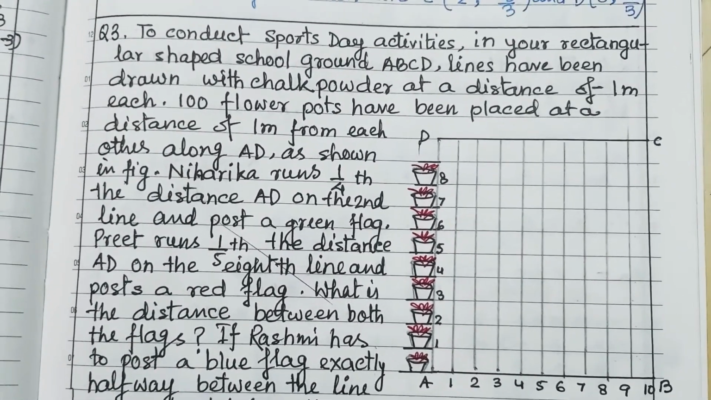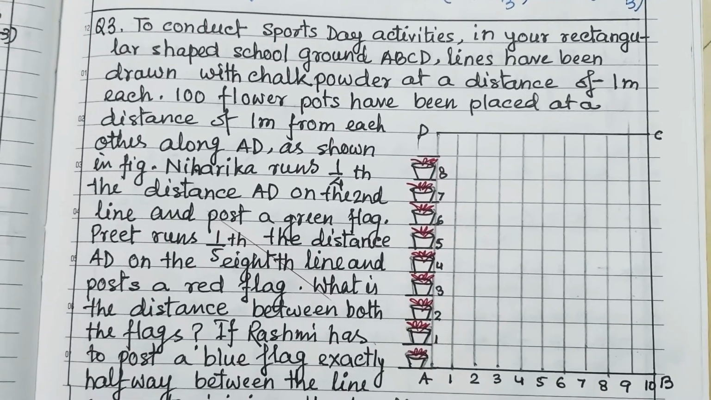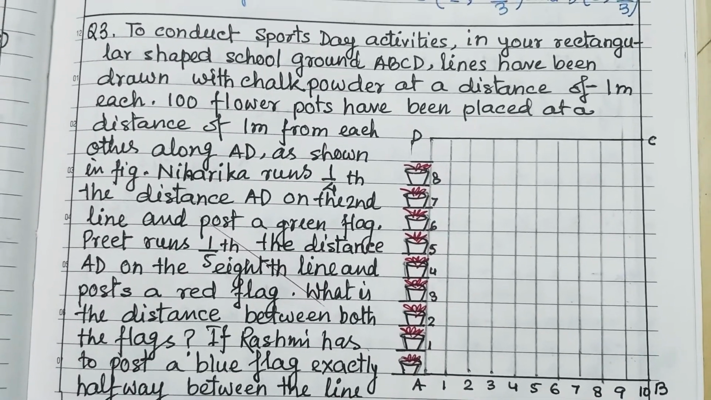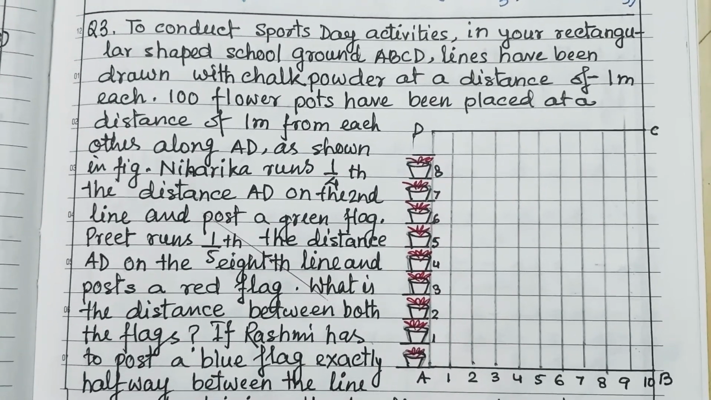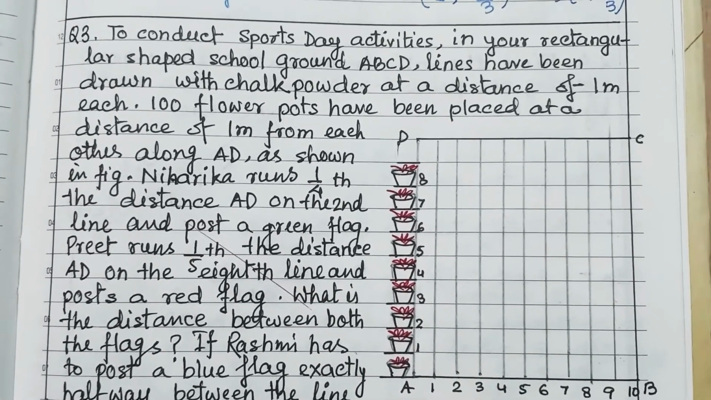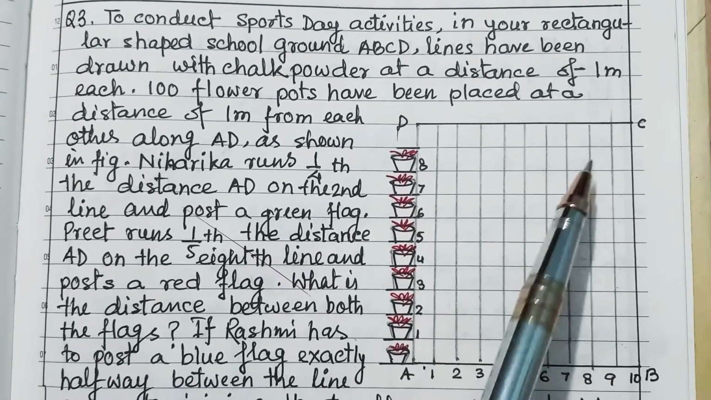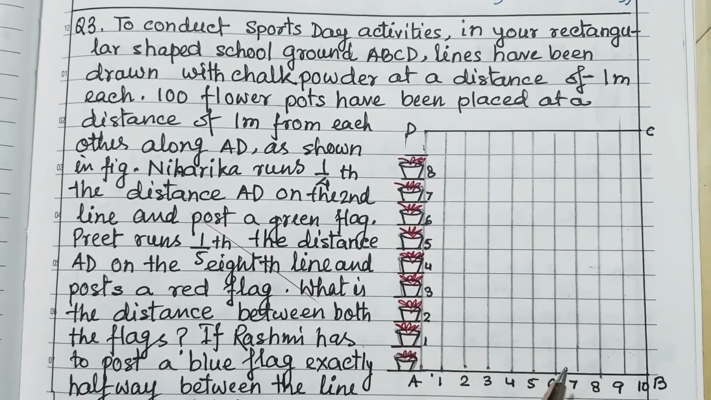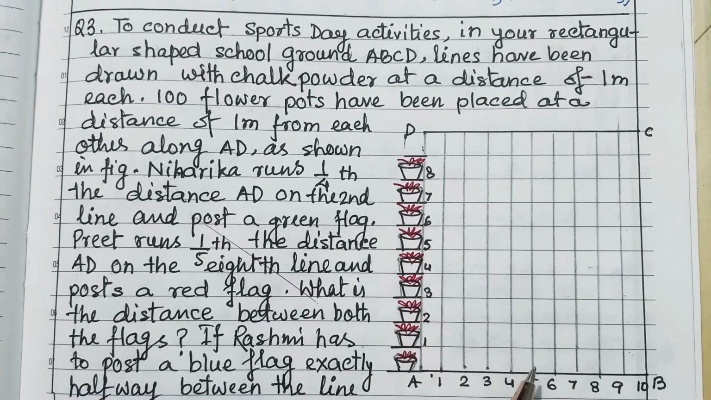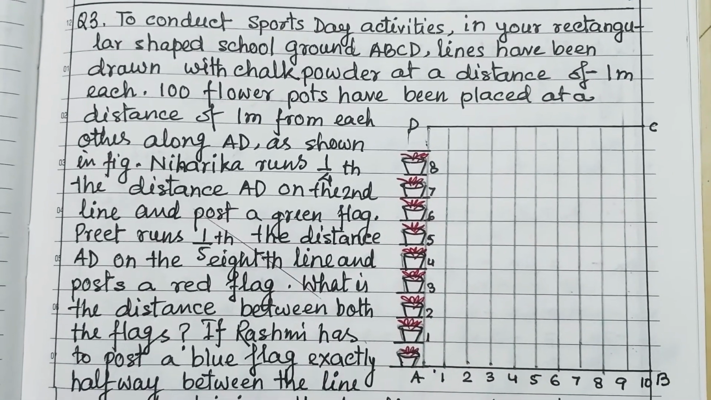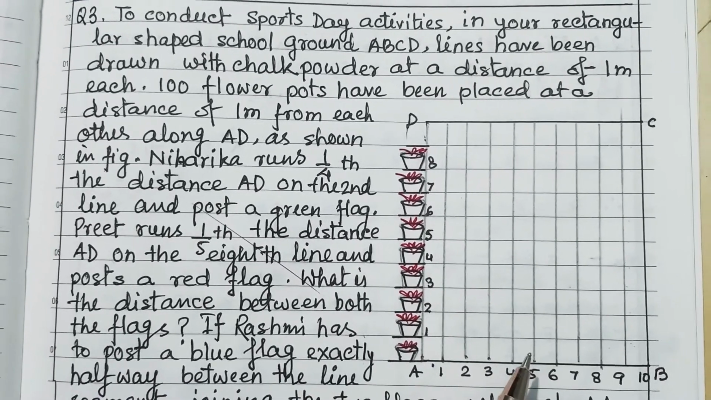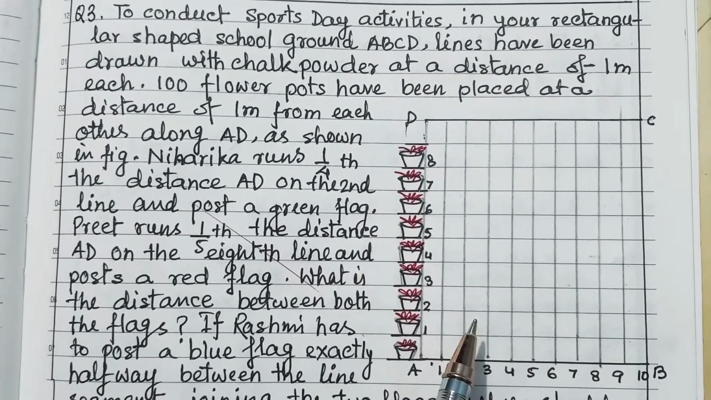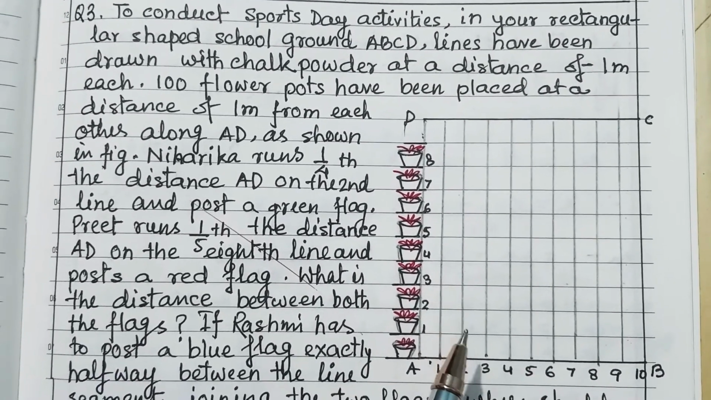To construct sports day activities in your rectangular shaped school ground ABCD. Now see the figure. ABCD is the rectangular school ground. Lines have been drawn with chalk powder at a distance of 1 meter each.